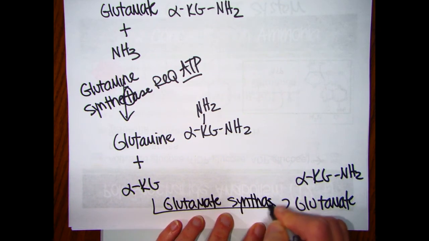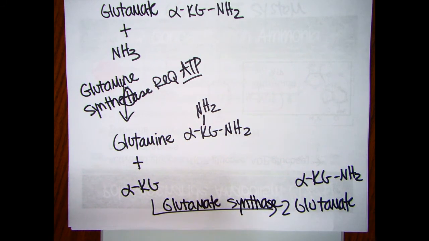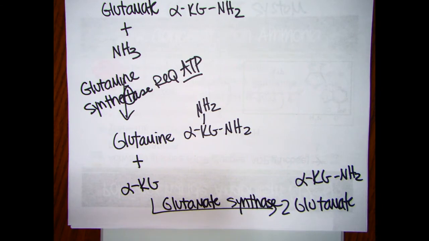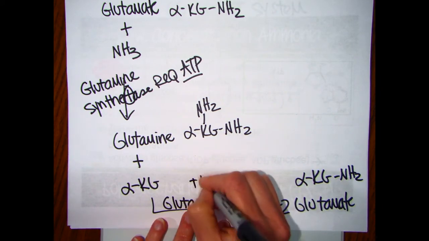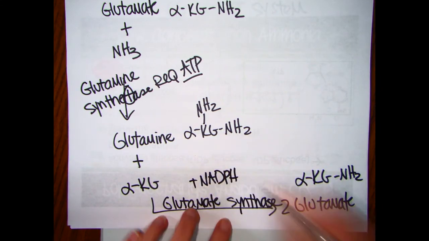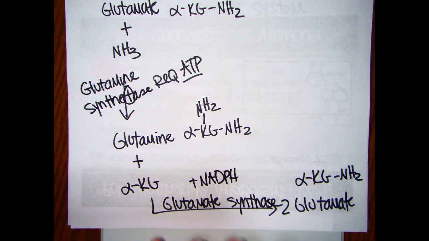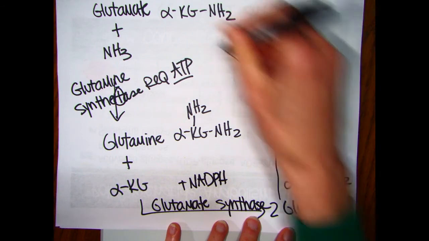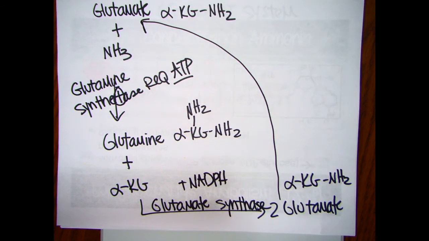Do not get these backwards. So glutamine synthetase, which uses ATP, glutamate synthase, which does not use ATP, but does use NADPH. And so 2 glutamates are made. One of them is going to come back up here to be used to restart this process.